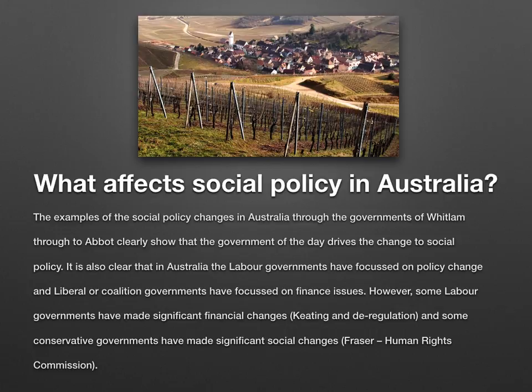And again, this is not a picture of Australia, but a picture of the Alsace region of France, a wine growing area. The example of social policy changes in Australia from Whitlam right through to Turnbull or to Abbott clearly shows that the government of the day drives the change. It's also pretty clear in Australia that Labor governments have focused on policy change, and Liberal or coalition governments have focused on financial issues, ensuring that the country is in good shape financially.